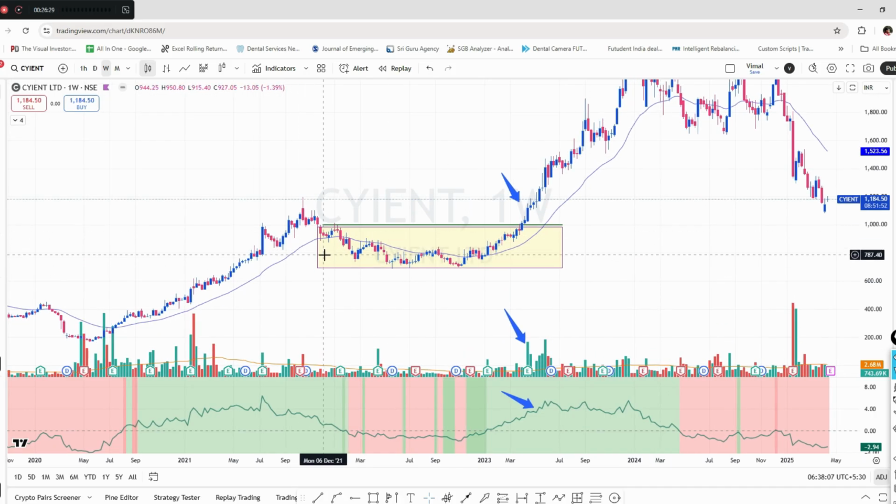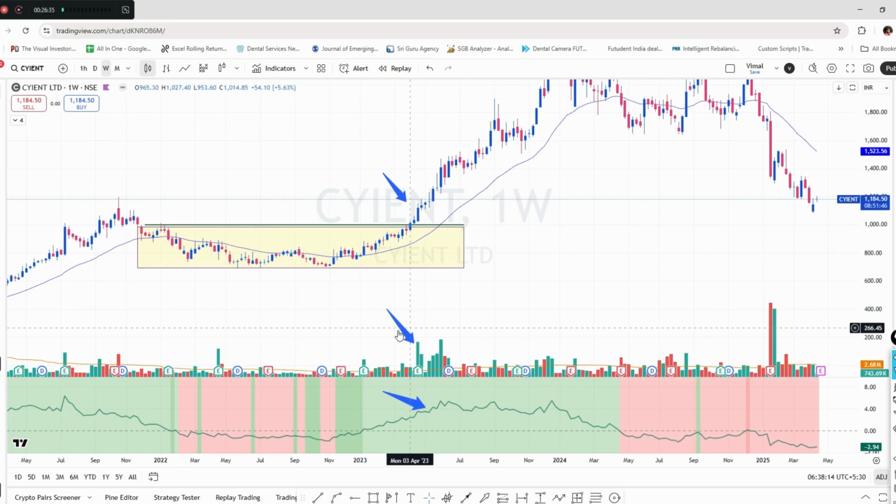You can see the stock started to form a small base, and it finally broke out. When it broke out, see the volume: the highest volume in the past one to two years. This is the heaviest volume, on the day of breakout. Even after the breakout, you can see the volumes getting bigger and bigger every week, and when the red candle is formed, the volumes are very low.